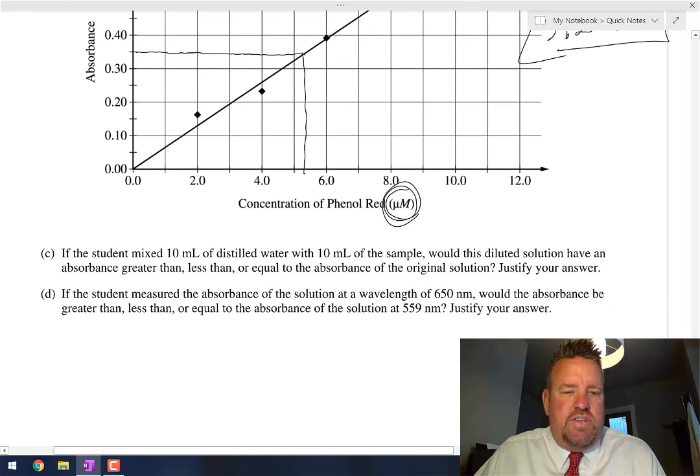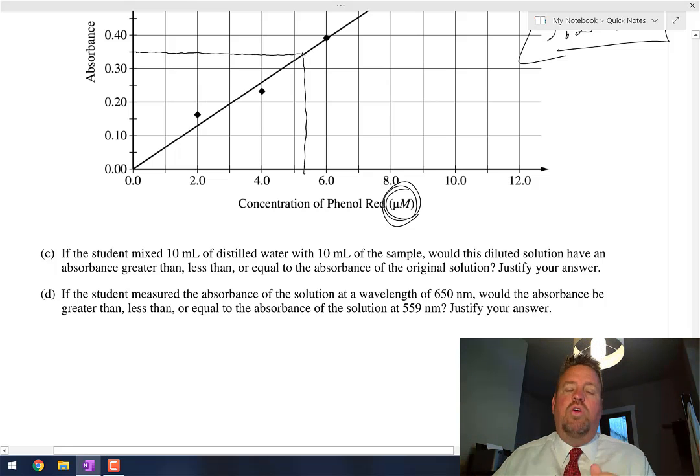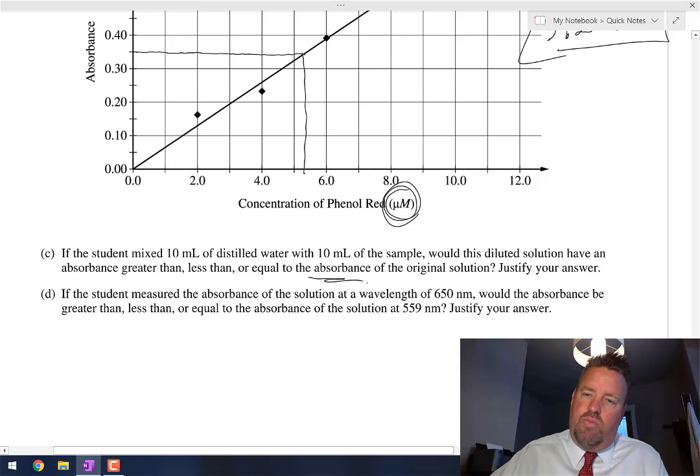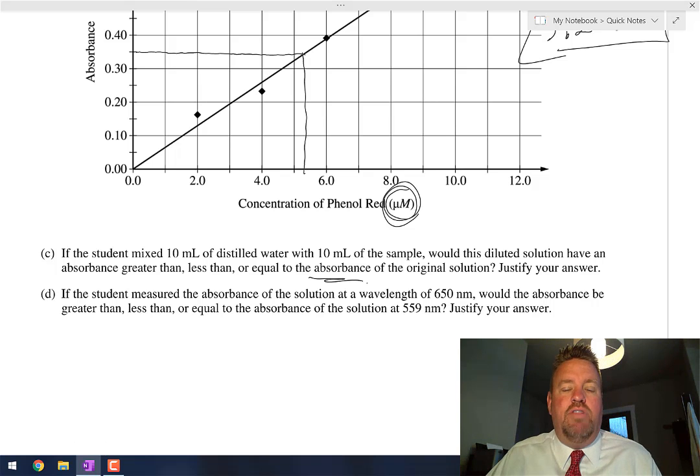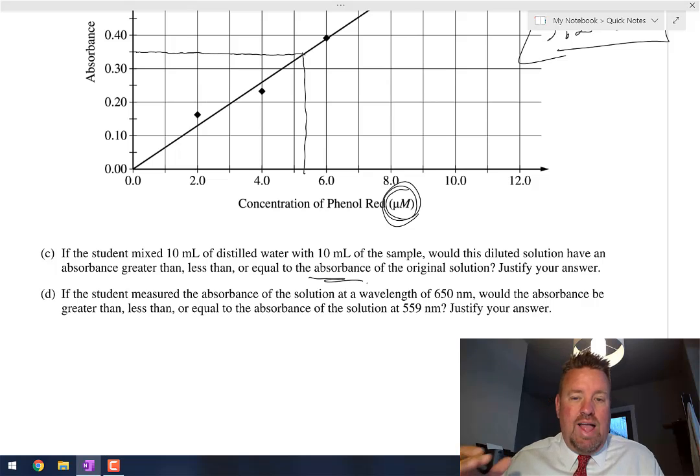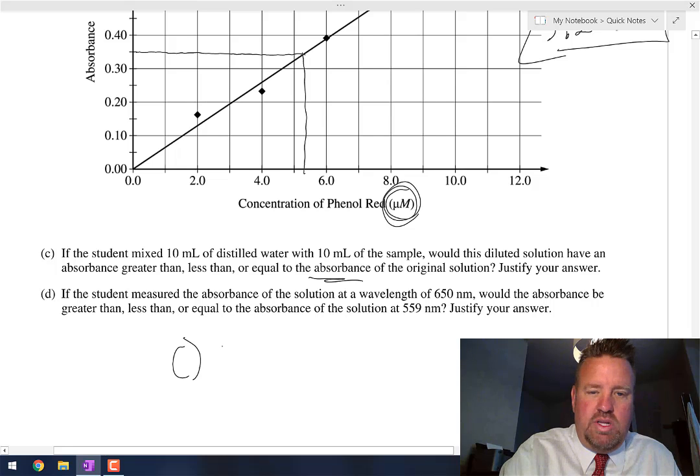Okay, part C says, if the student mixed 10 milliliters of distilled water with 10 milliliters of the sample, would this diluted solution have an absorbance greater than, less than, or equal to the absorbance of the original solution? Well, when you add water to a solution that's colored, of course the amount of color is going to go down because you've diluted the solution. They're talking about absorbance. Is more light going to be able to pass through, less light, or the same amount? Certainly more light is going to pass through, which means the absorbance is going to decrease. So for part C, you're going to say less than.